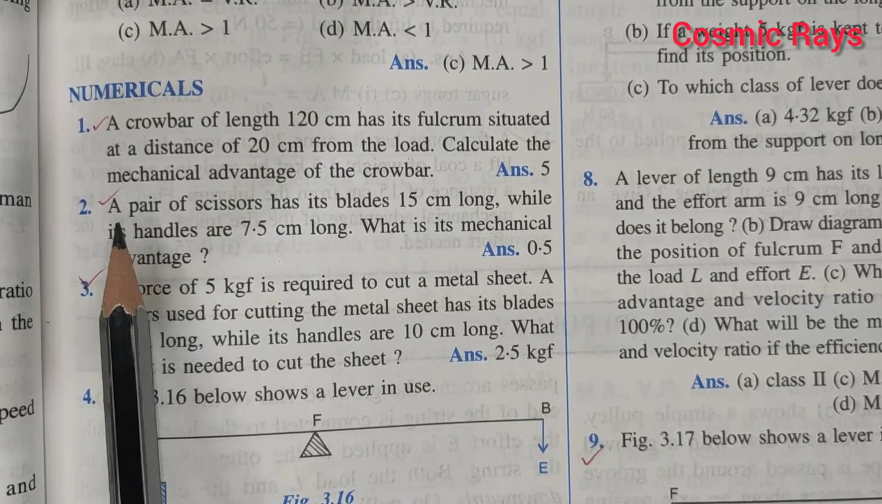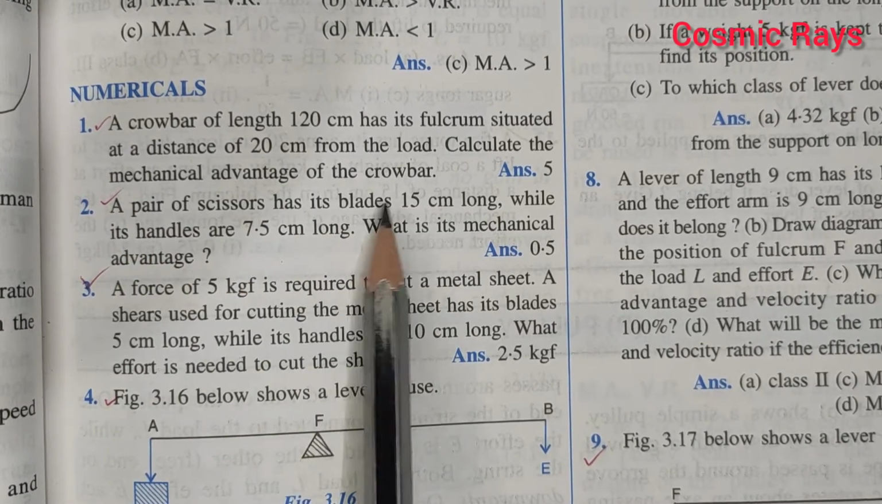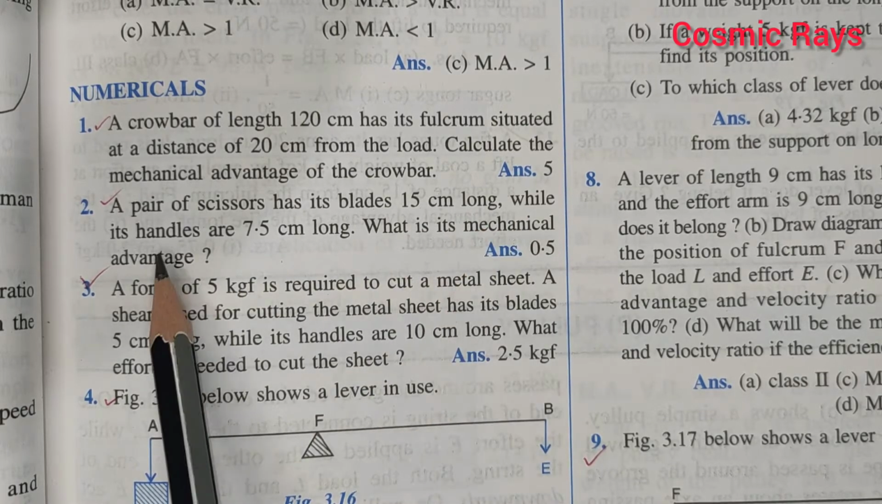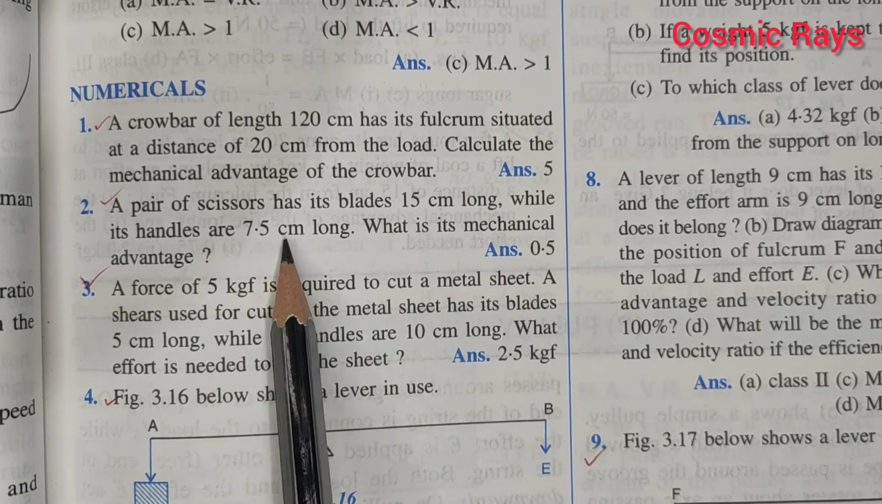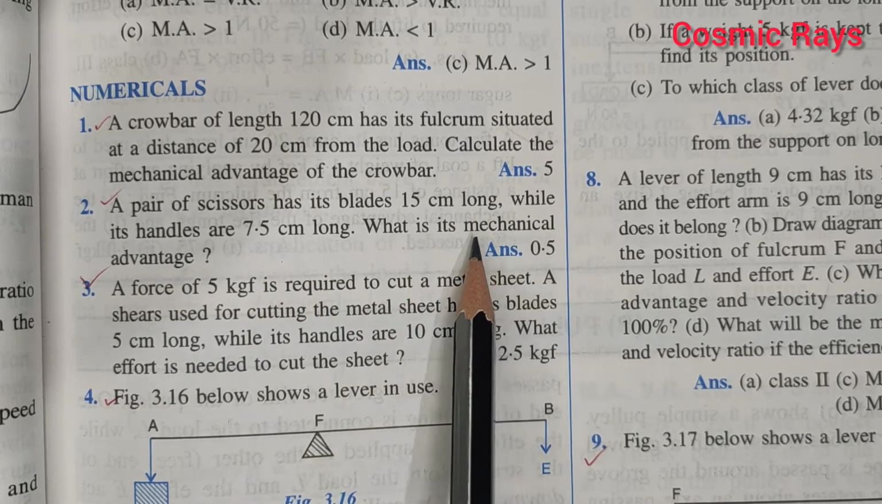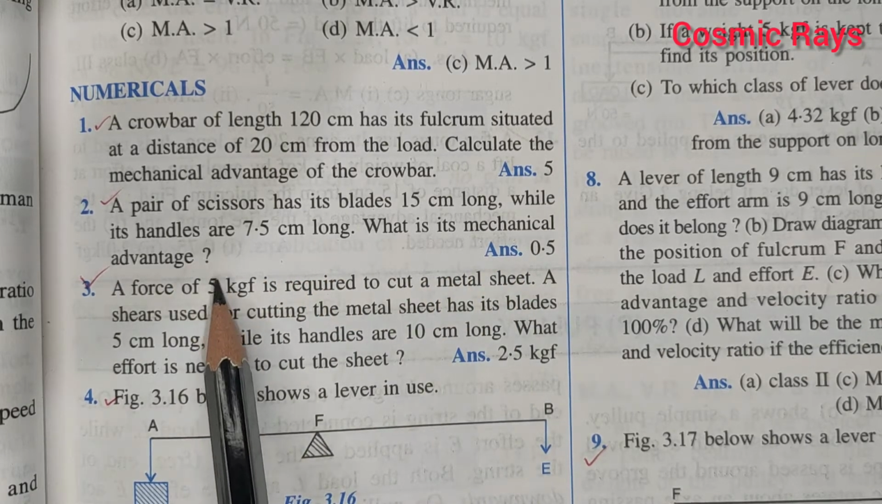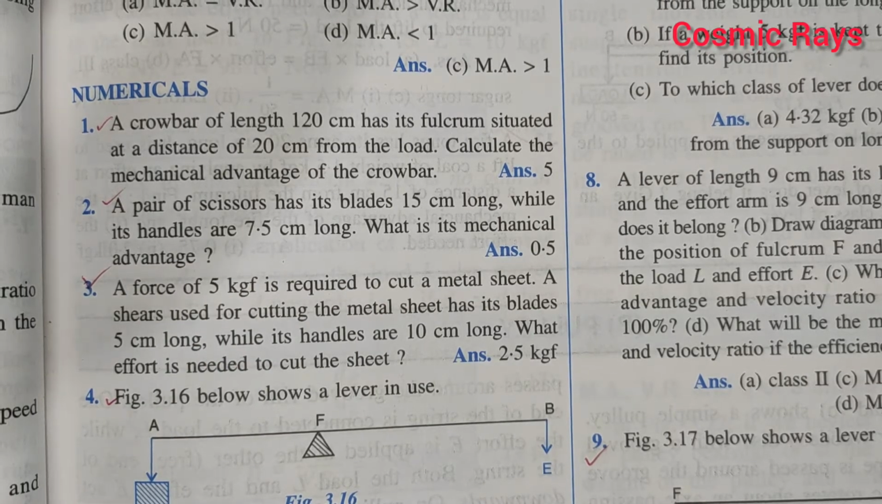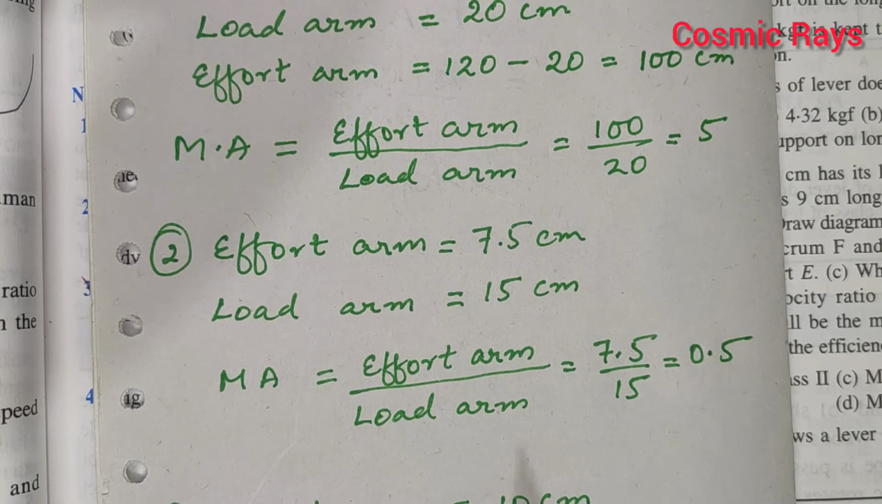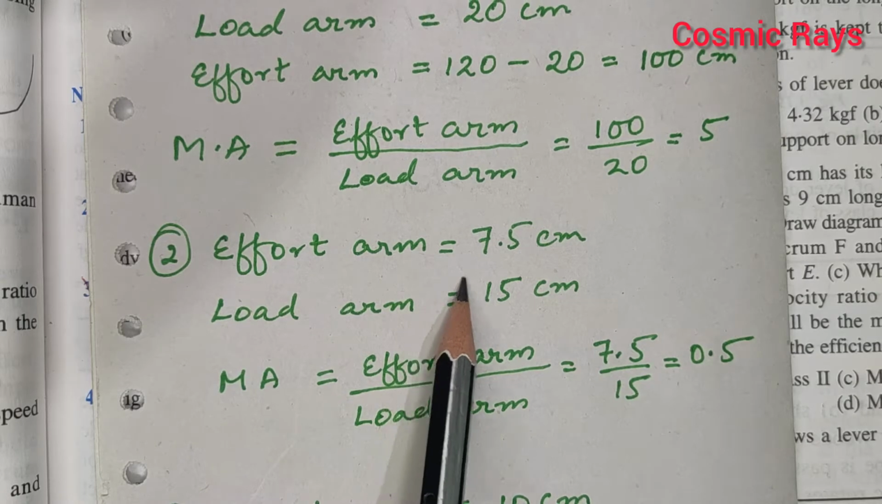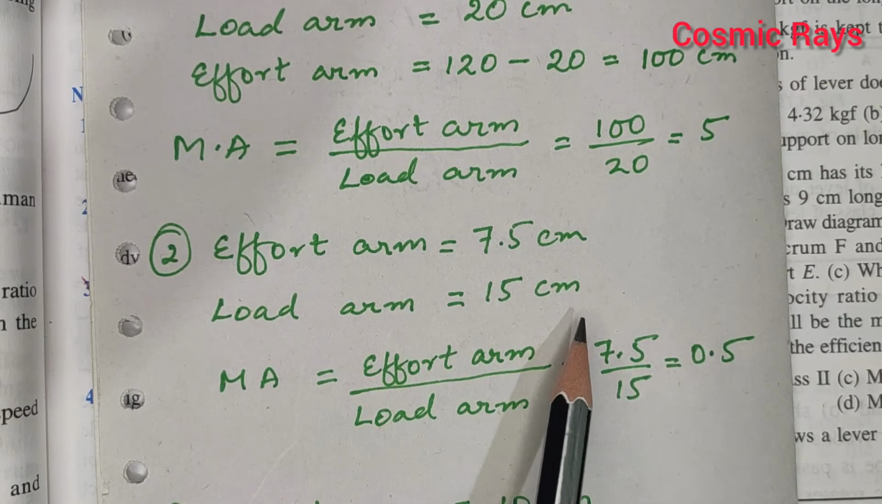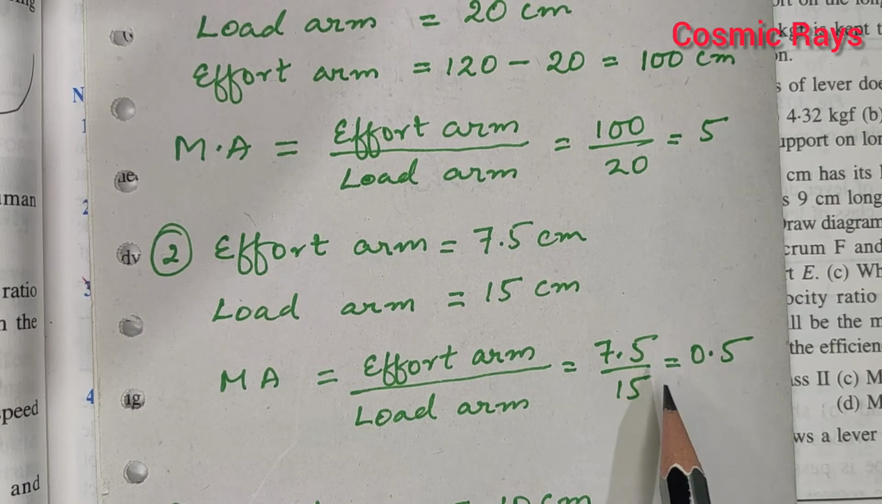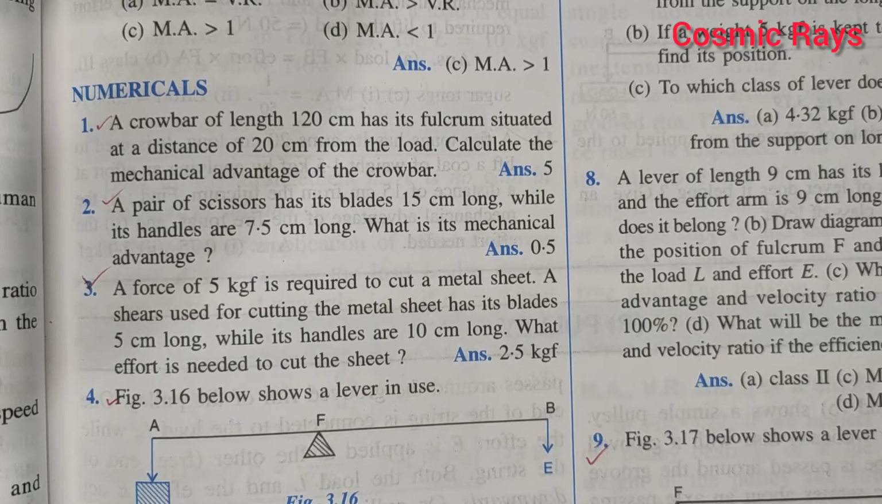The second question says a pair of scissors has its blades 15 centimeter long while its handles are 7.5 centimeter long. What is its mechanical advantage, that is MA. Now here we will again be using the same formula, MA is equal to effort arm by load arm. Here they have told us that the effort arm is 7.5 centimeter, load arm is 15 centimeter. So we just put the value 7.5 divided by 15 and we get the answer as 0.5. The mechanical advantage is a ratio, that is why we do not have any unit.